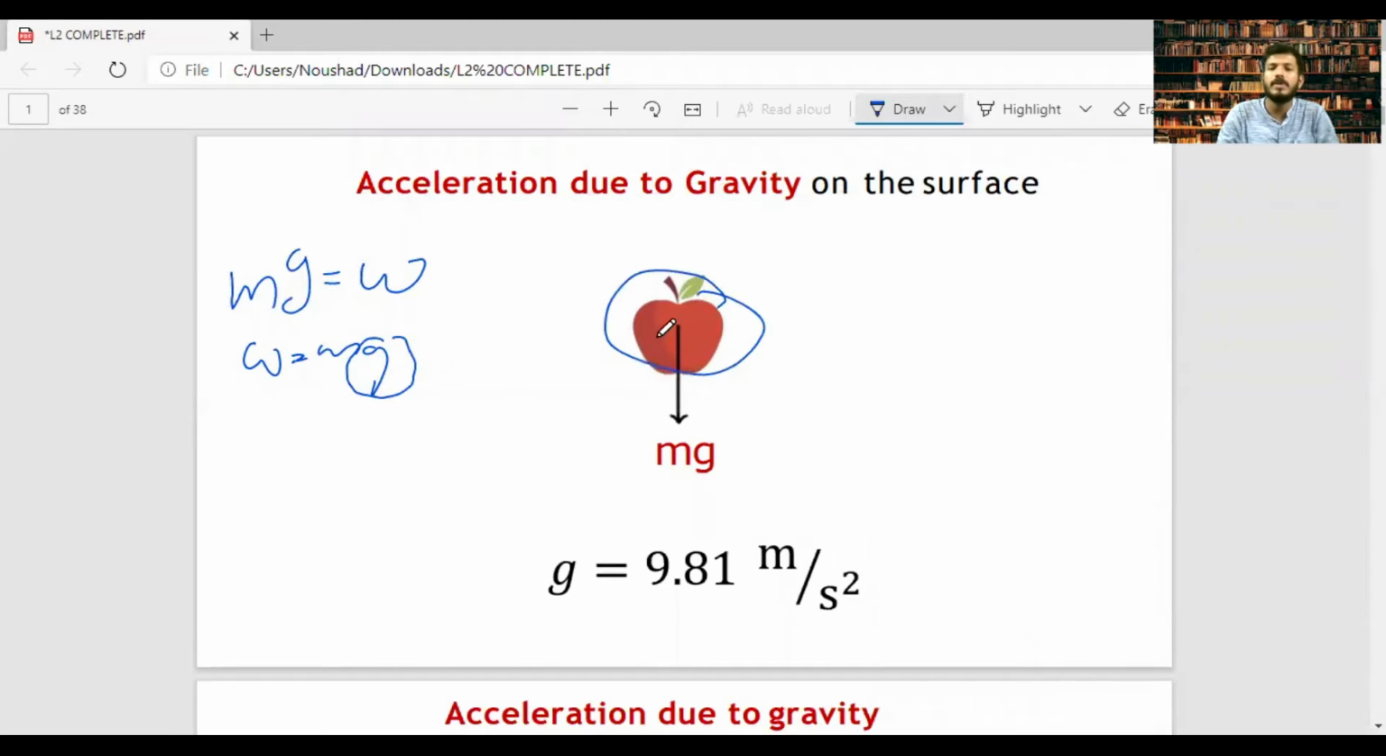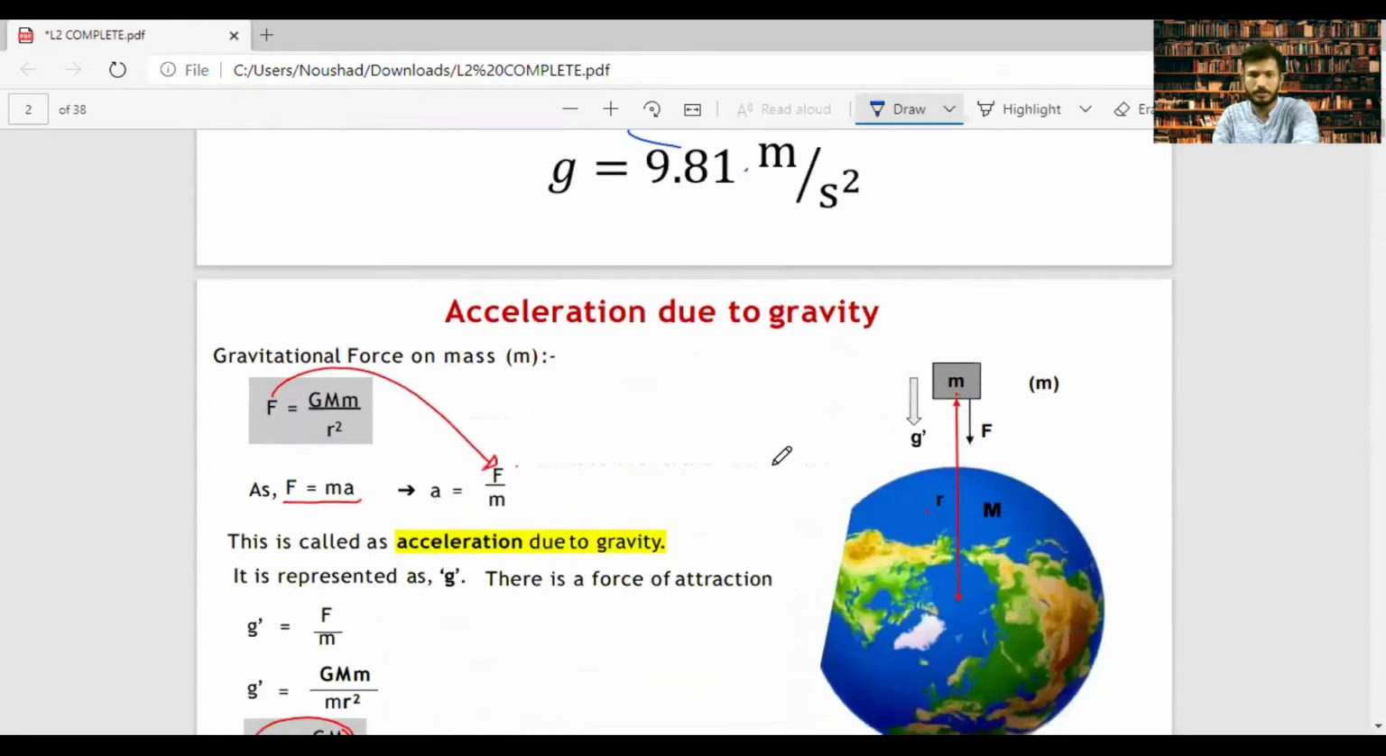Consider an apple falling freely to the ground, or me falling freely to the ground. That means the body is acting downward. That is mg. What is mg? Weight. That g is 9.81 meter per second square. That is acceleration due to gravity.